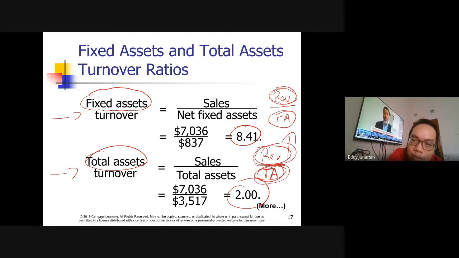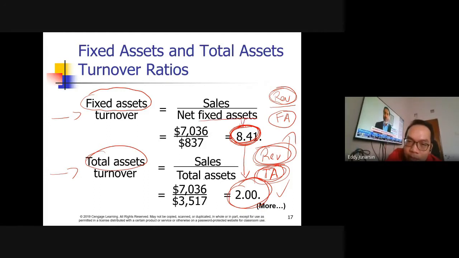You see, it's an interesting fact here. See the symptom here, that when you calculate the fixed assets turnover, you get 8.41 times. But when you estimate the total assets turnover, you only get twice, 2 times. See the dropping of the ratio? So you can guess what is happening here. When we divide revenues by fixed assets, we get 8.41.